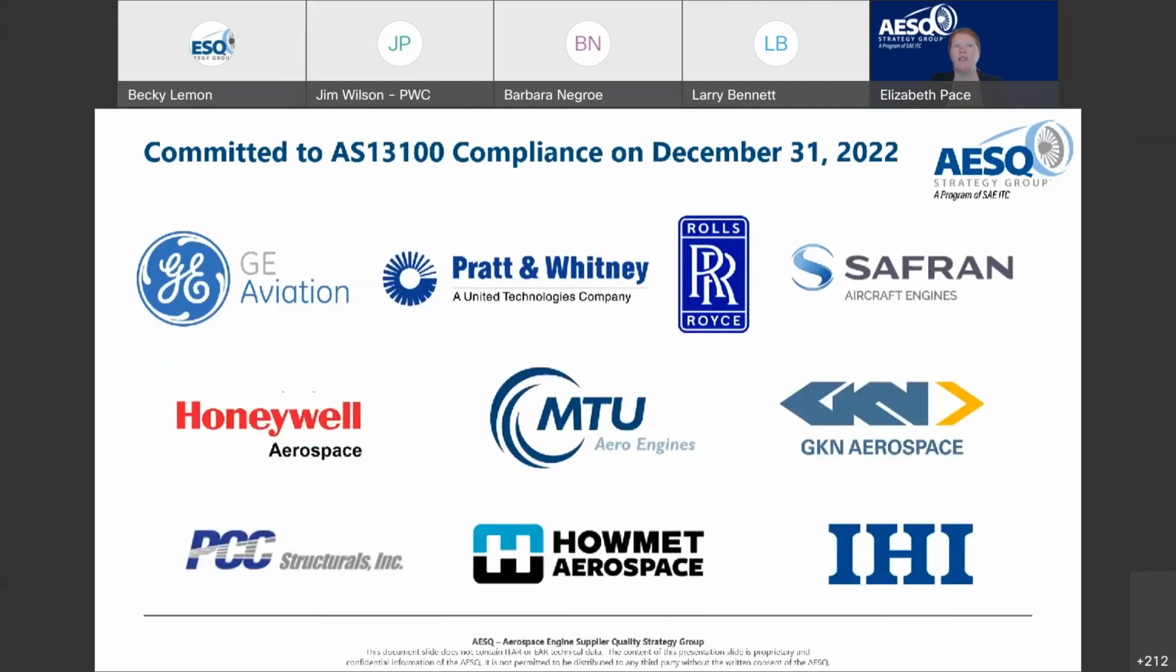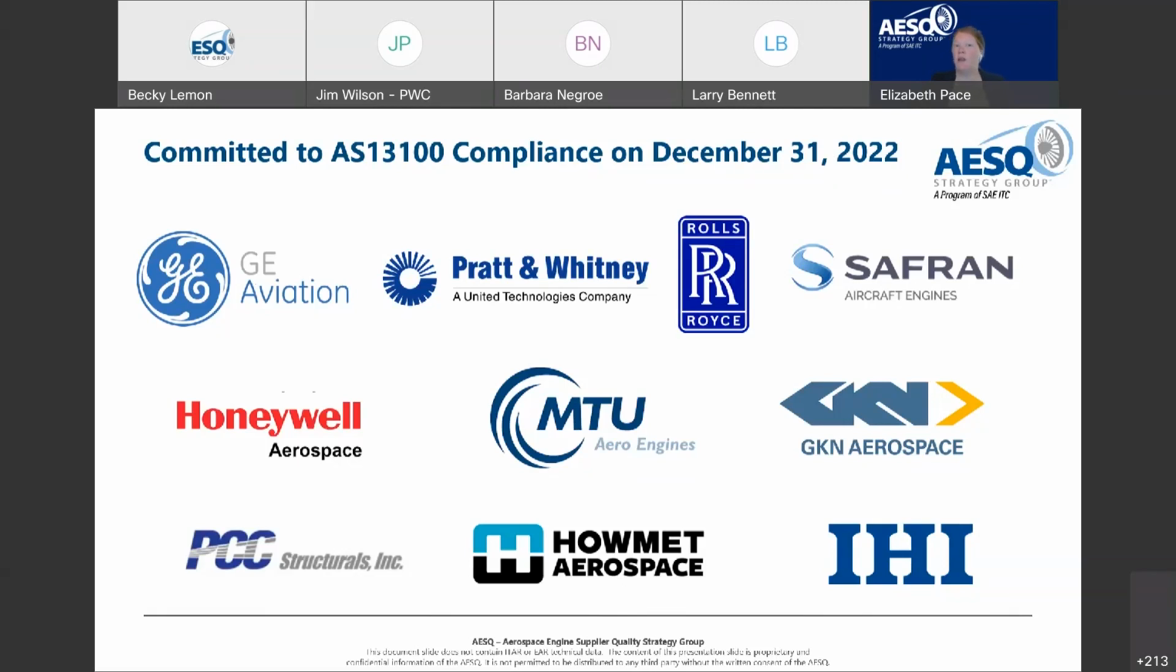All 10 of the AESQ member companies are committed to a compliance date of December 31st, 2022. I have received some feedback through the survey, and we're going to get into that a little more later, but it does seem like we're all moving at different speeds because the release of the flowdowns are coming at different milestones. But as you'll see later in this presentation, the deployment team has set these milestones for each company to achieve, all the while allowing for some flexibility.